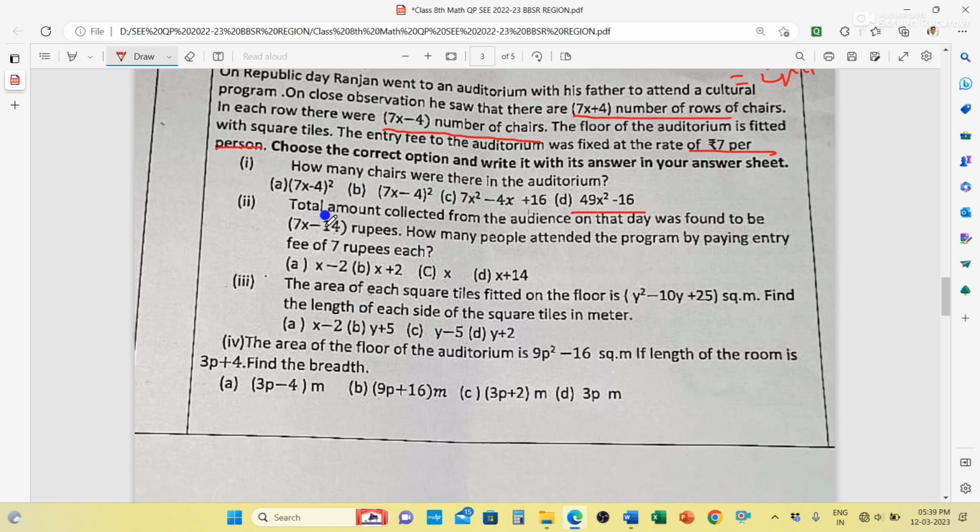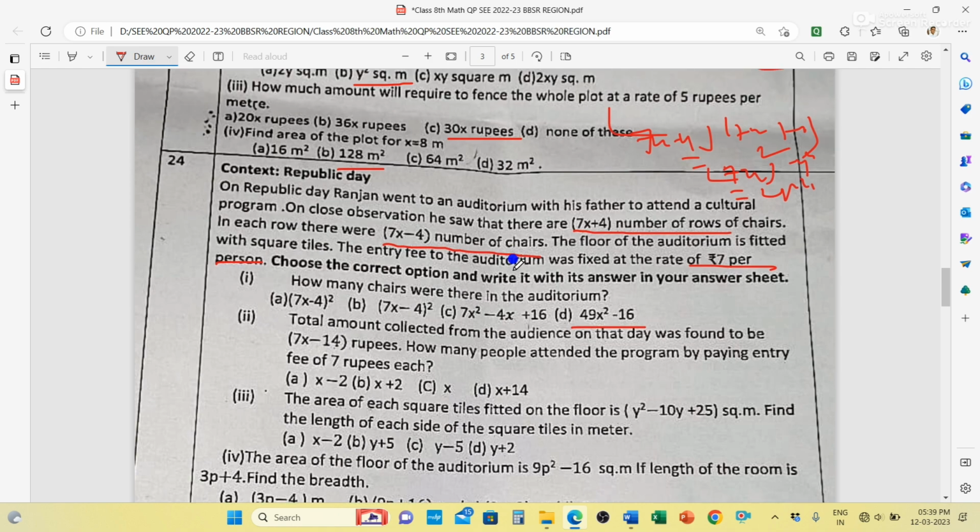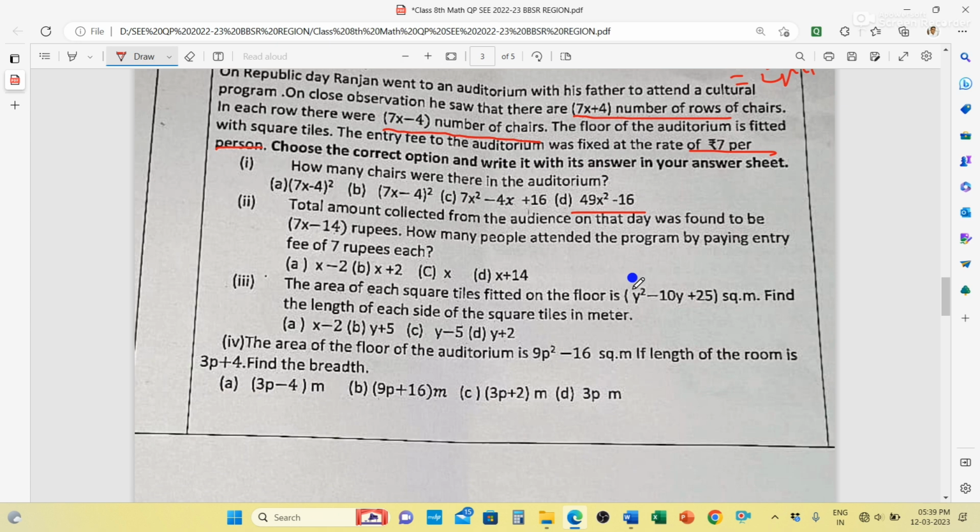Now, question number 2. The amount collected from the audience on that day was found to be 7x minus 14 rupees. How many people attended the program by paying entry fees of 7 rupees each? The entry fee was fixed at the rate of 7 per person.